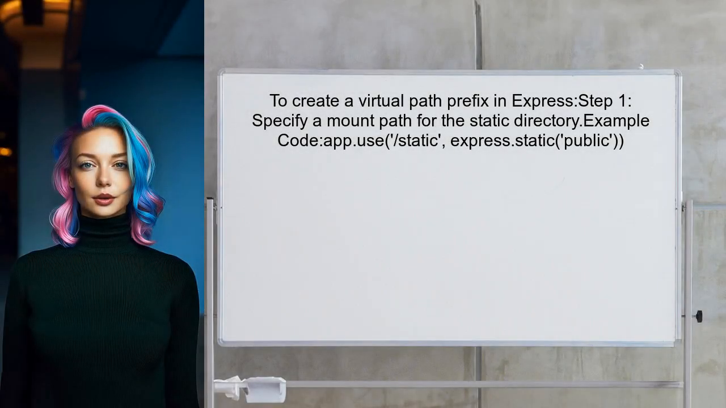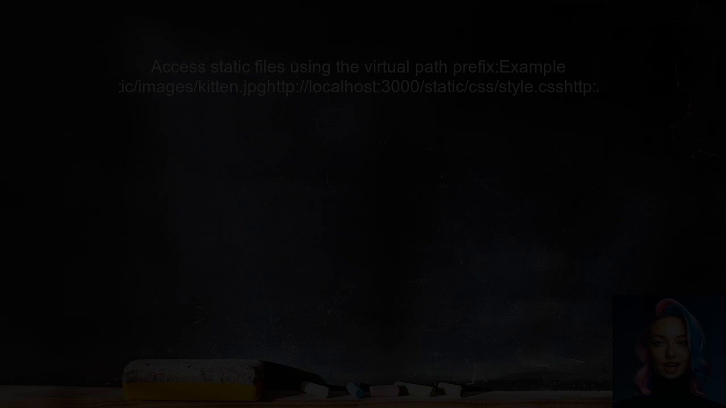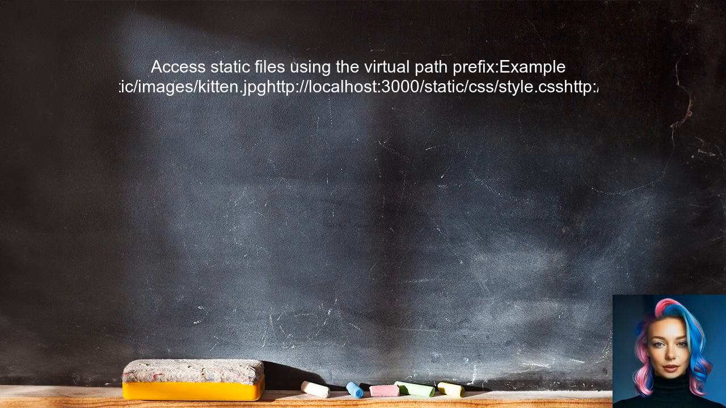To create a virtual path prefix in Express, the user should start by specifying a mount path for the static directory. This allows them to serve files from a specific URL path without changing the file system structure. After setting the mount path, the user can access the static files using the new virtual path prefix. For instance, they can load an image from the public directory using the /static prefix.